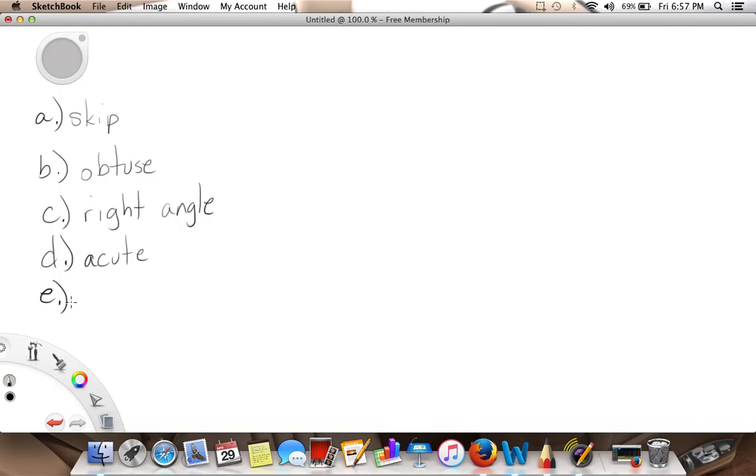E, it says, what type of angle is formed by the hands of a clock at 4 o'clock? So let's draw a little circle. And let's see, 12, 3, 6, and 9. So 4 o'clock is about right here. So if I have an angle at 4 o'clock, the center of the circle is there. So I have an arrow there and an arrow there. Well, if it was at 3 o'clock, it would be a right angle. So this is going to be an obtuse angle because it's larger than a right angle. Okay.